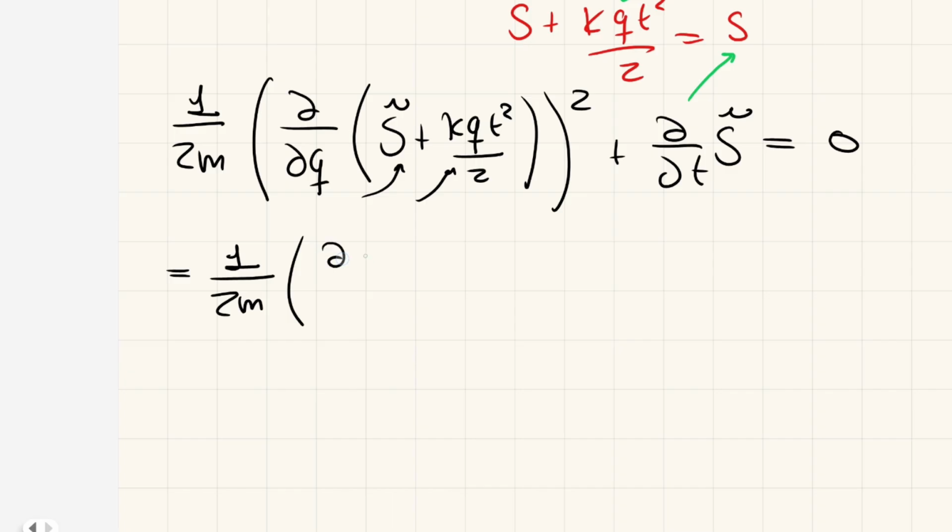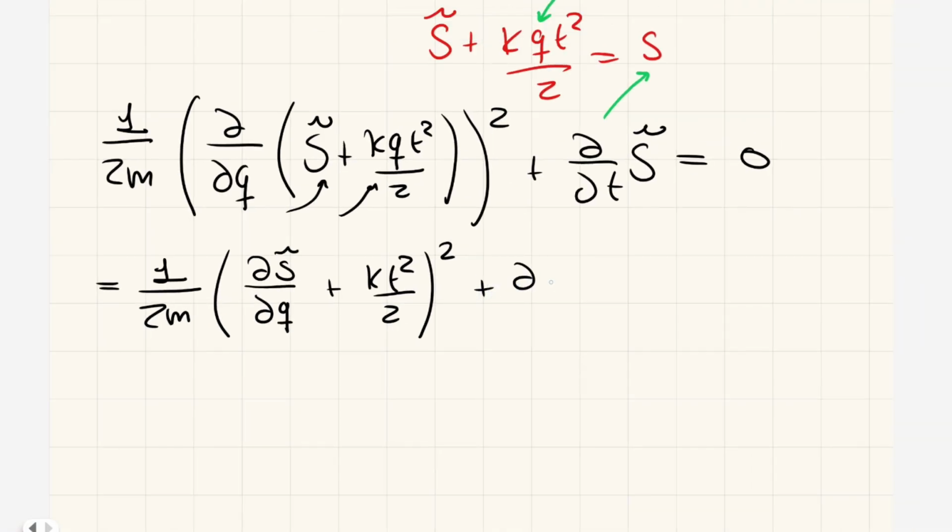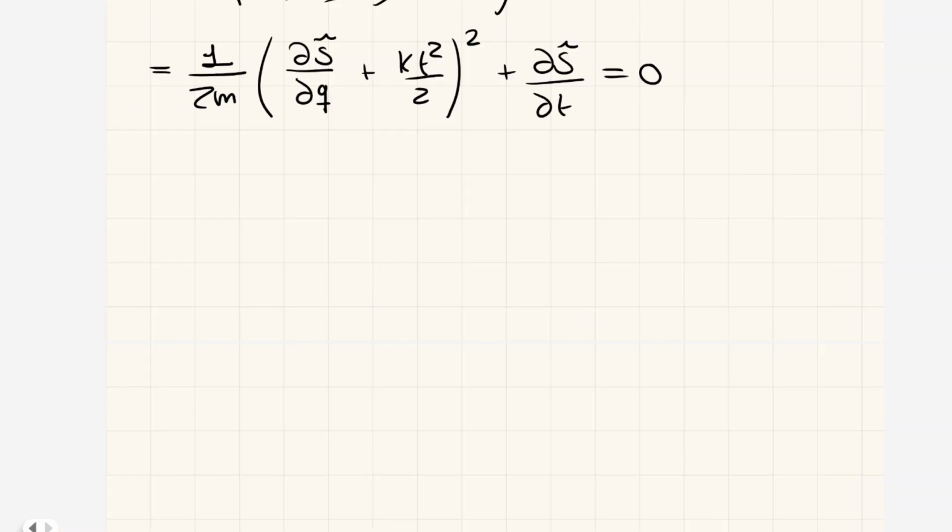So we will get that the derivative of S tilde with respect to Q plus the derivative with respect to Q of all this, but that is going to be kt squared divided by 2, and this is raised to the second power. Like I mentioned, here the Q has disappeared. And then plus the partial of S tilde with respect to time equals 0. Okay, perfect. So with this we have constructed the Hamilton-Jacobi equation, and we see that it doesn't include explicitly a Q.